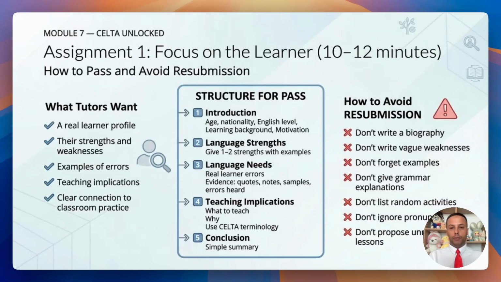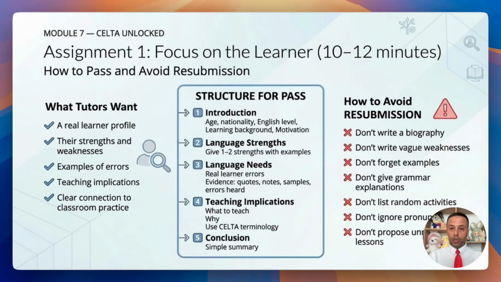Section 4, conclusion. Simple summary, 1 or 2 sentences. Your teachers will ask you to be brief, concise. Don't overwrite, don't show them your academic writing. Just hit the criteria. 1 or 2 sentences is enough. So, how to avoid resubmission?